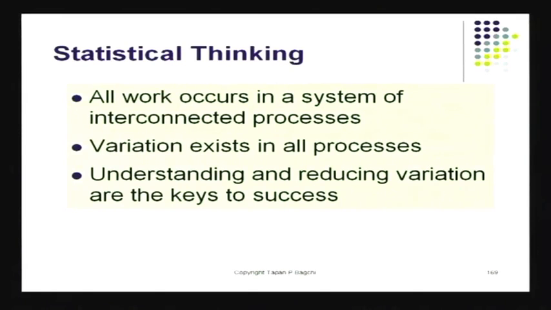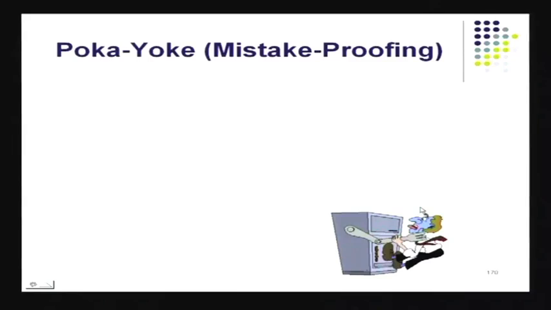One of the things these quality experts emphasized was the use of data, and that really requires you to start thinking somewhat like a statistician. Make sure that all your actions are data based. So here's an example. All work occurs in a system of interconnected processes. Variation exists in all processes. No matter what you do, you're not controlling all the processes, all the factors. Therefore, there will be variation. Understanding and reducing variation is the key to success. This is very, very important for us to realize.